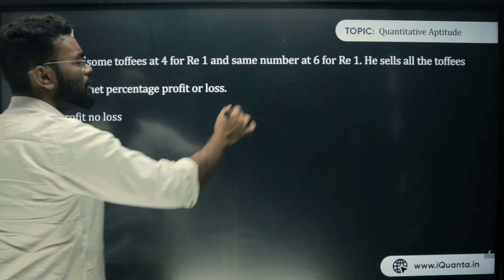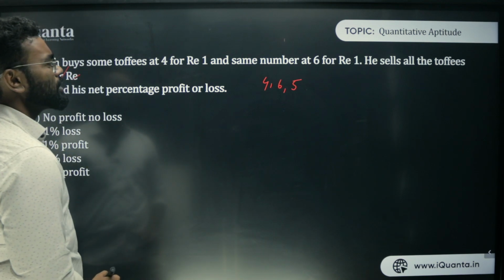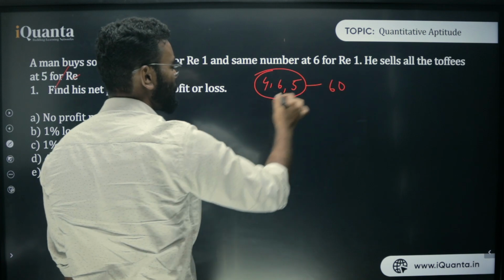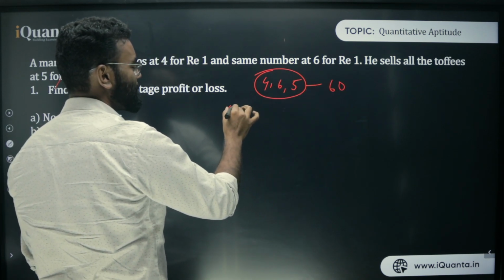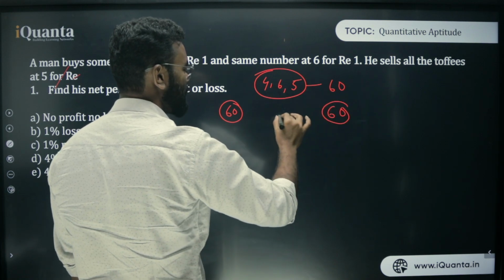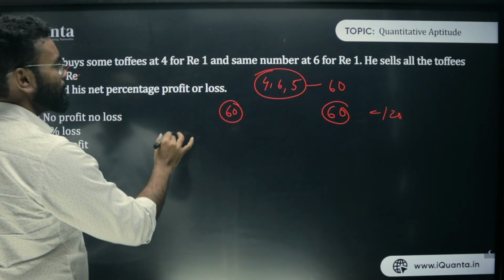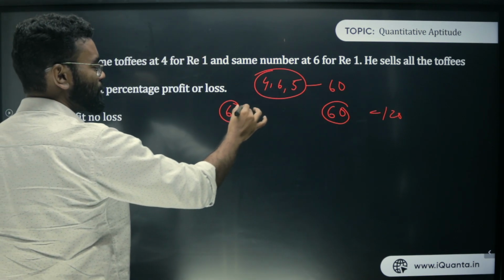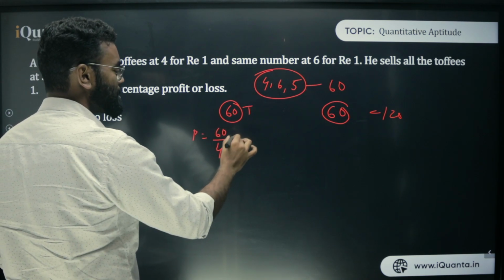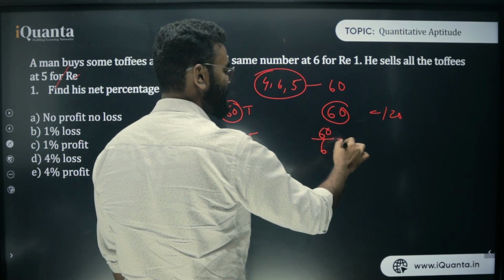The first thing we'll do is take the LCM of 4, 6 and 5, which is 60. So let's think: of the first type of toffees, he buys 60 toffees. Of the second type also he buys exactly 60 toffees. So in total he is buying 120 toffees. For the 60 toffees at 4 for rupees 1, the price is 60 upon 4, which is 15 rupees. In the other case, the price is 60 upon 6, which is 10 rupees.